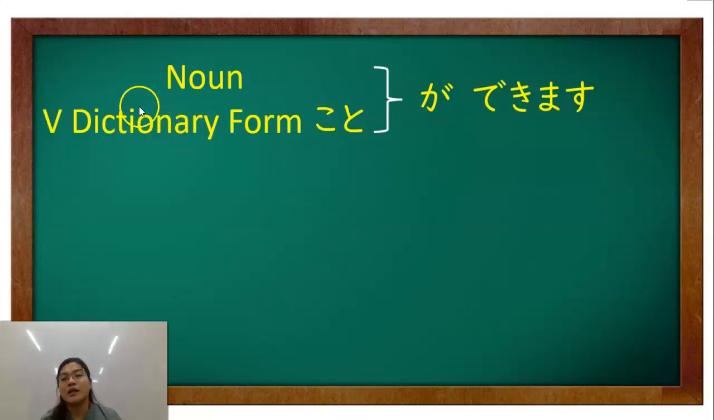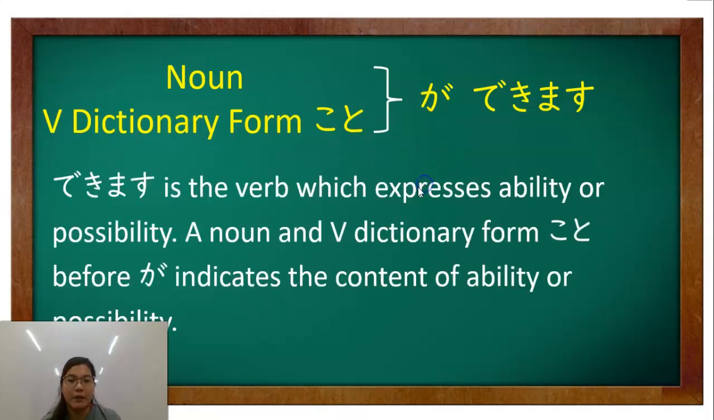So, noun or verb dictionary form plus koto ga dekimasu. Okay? This is our first pattern using the verb dictionary form. Dekimasu is the verb which expresses ability or possibility. A noun and verb dictionary form plus koto before ga indicates the content of ability or possibility. So ginagamit ang sentence pattern na ito if you want to express na kaya mong gawin ang isang bagay or pwede mong gawin ang isang bagay.